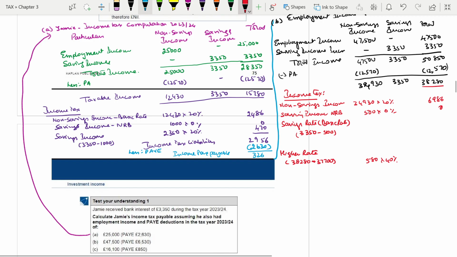Now, how much do we have to take here? We have to take 3,350 minus 500 minus 580. We have to calculate. It comes to how much?